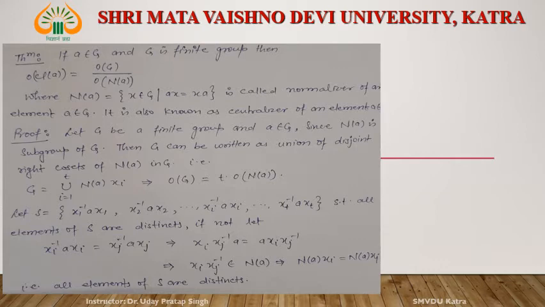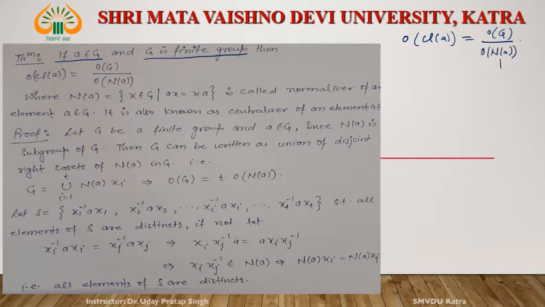If a belongs to G, where a is an element of G and G is a finite group, remember that this class equation is applicable only for finite groups. Then the order of cl(a) is equal to the order of G divided by the order of N(a).